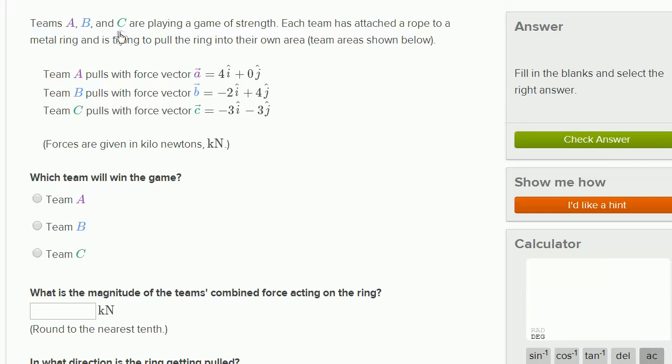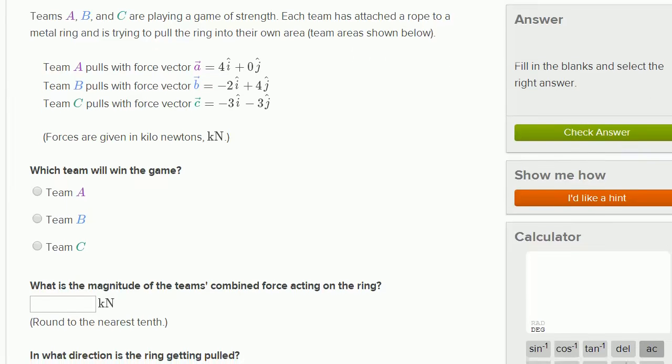Teams A, B, and C are playing a game of strength. Each team has attached a rope to a metal ring and is trying to pull the ring into their own area. Team area is shown below. So let's see what that's.